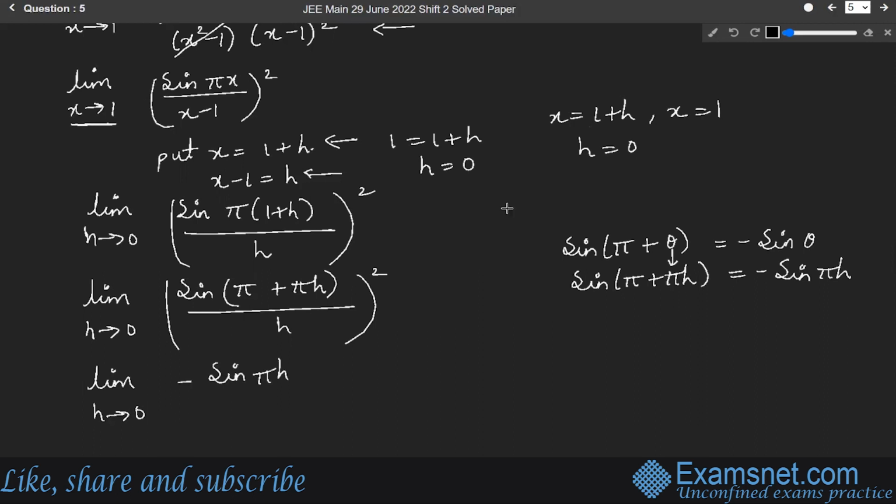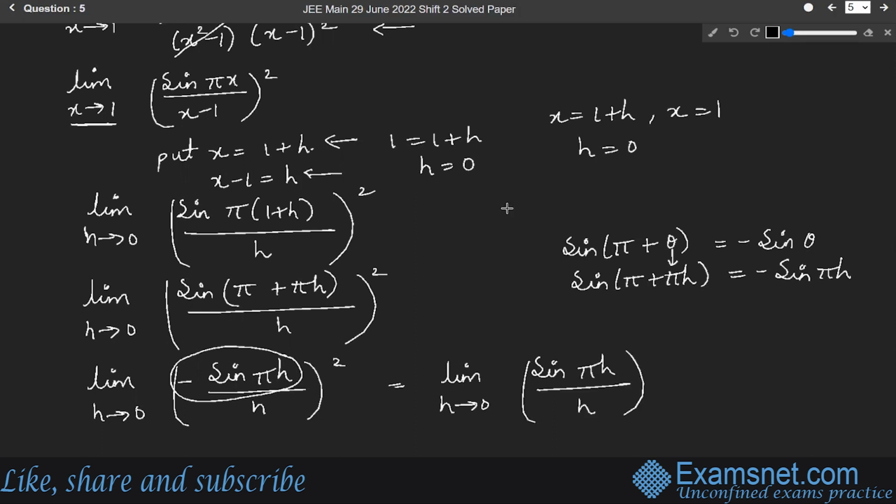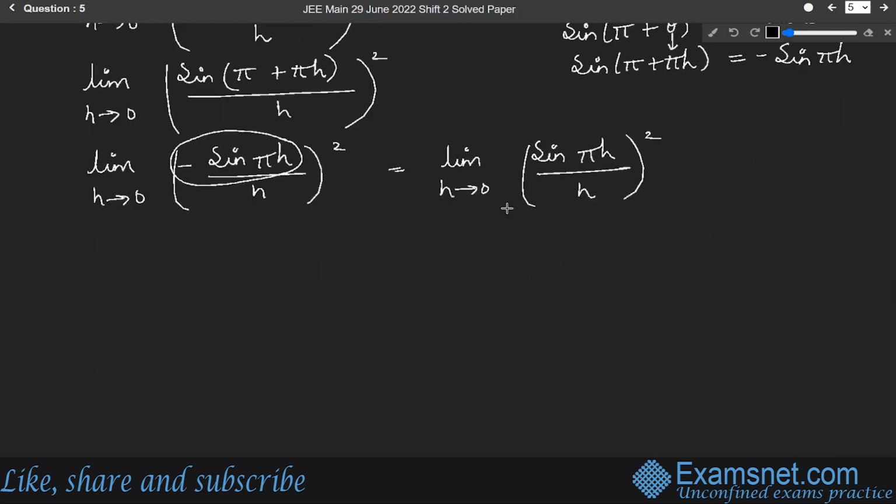So minus of sine pi h divided by h, and we have whole square. Since you can see that here there is a square, this numerator will be positive. When we do a square of a negative value, it is always positive. So we can write it as limit h tends to 0 of (sine pi h divided by h) whole square, right? Since it is square, there is no effect if we write the negative sign or not. Now you can see that we have this expression in the form of sine x upon x.